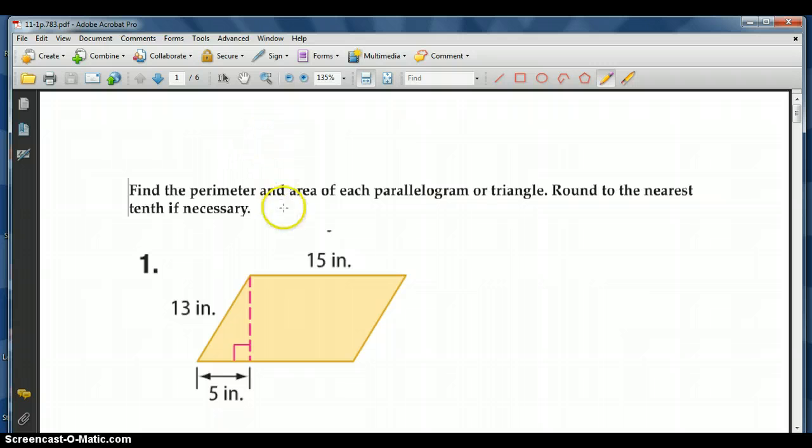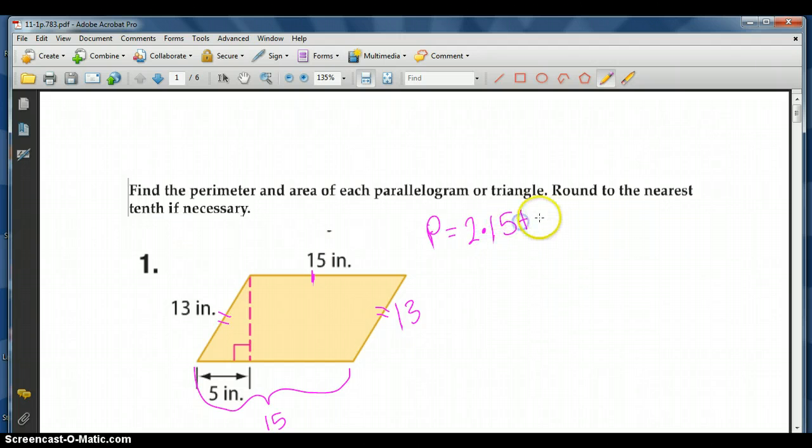Our perimeter is just going to be all the sides added together, and since this is a parallelogram, this side is 15 as well as this side. Opposite sides are congruent. So this side is 13 and this side is 13. So our perimeter is just going to be equal to 2 times 15 plus 2 times 13, which would be 56 inches.